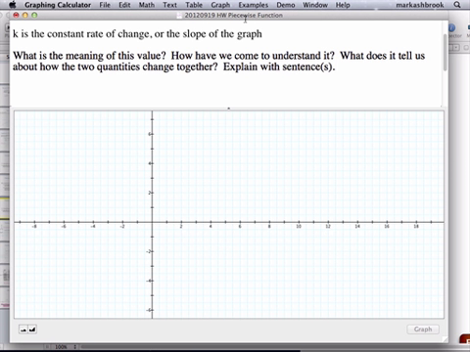So it says, k is the constant rate of change or the slope of the graph, right? So I want you to tell me what the meaning of this value is. How have we come to understand it? What does it tell us about how the two quantities change together? Okay? A sentence or two about the meaning of this value k. That's the constant rate of change and the slope of the graph. So what's it about? What's the meaning of it?